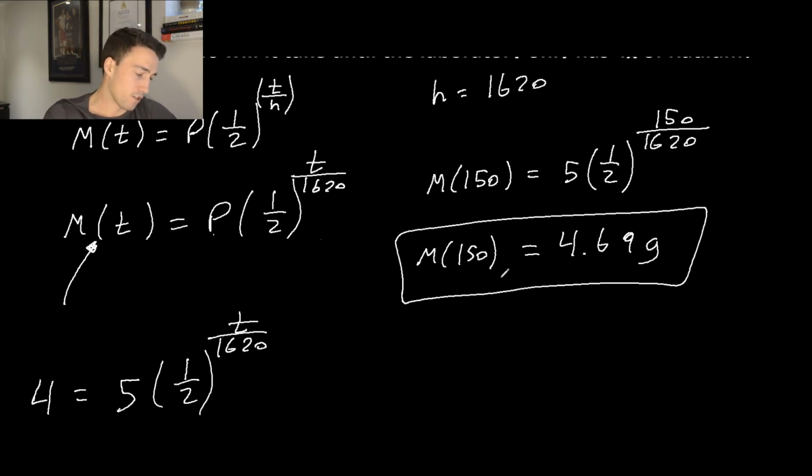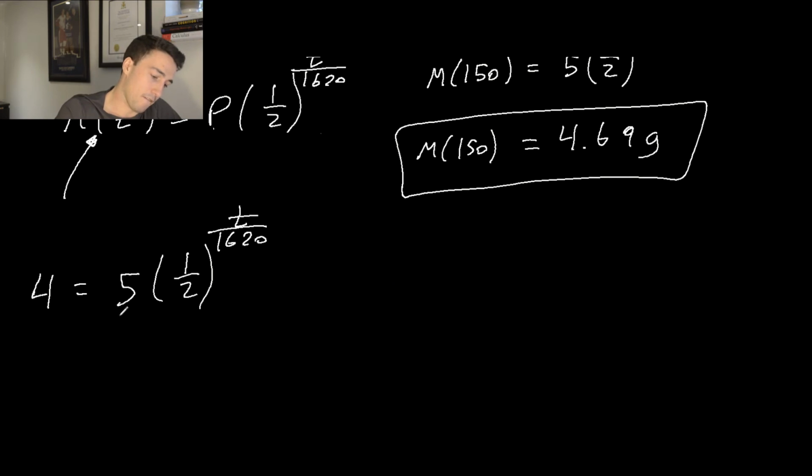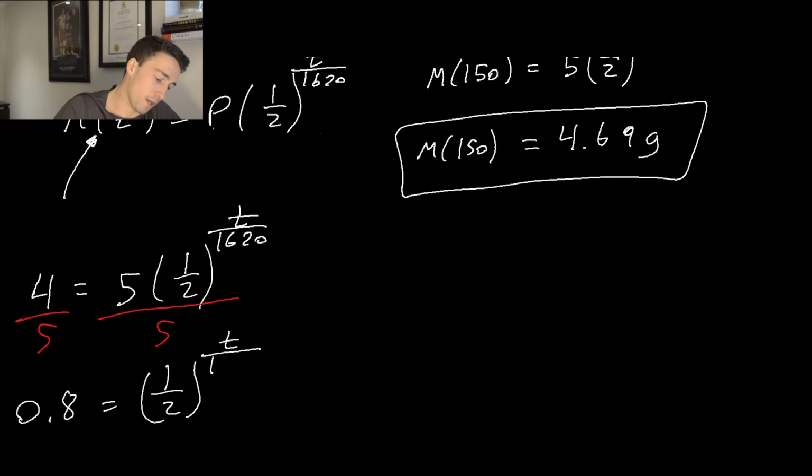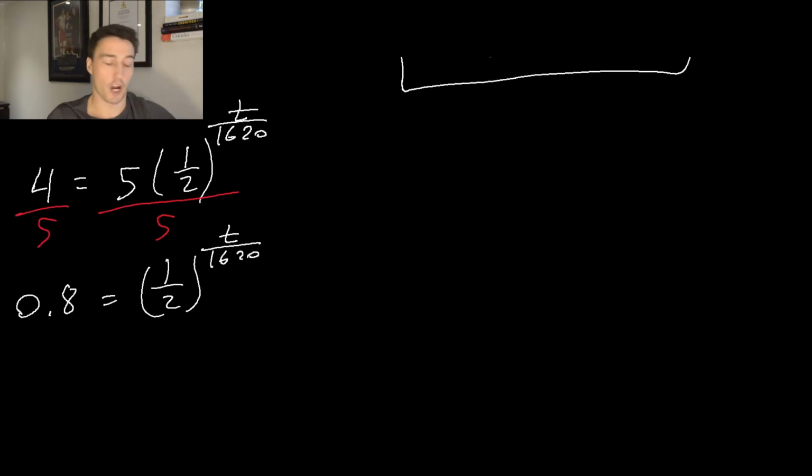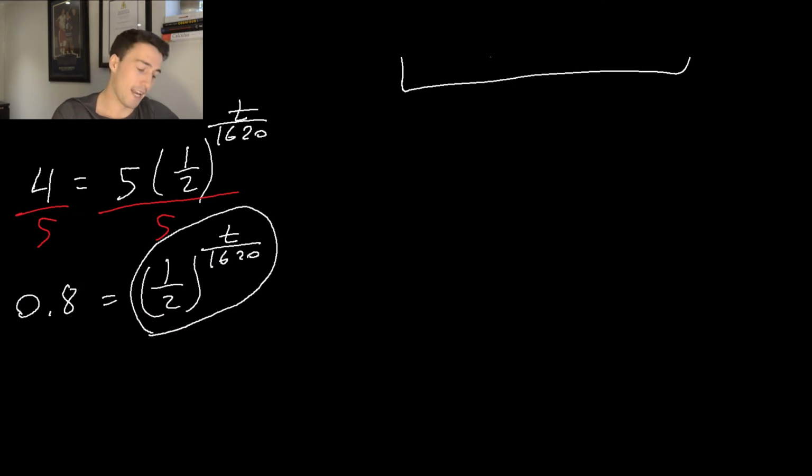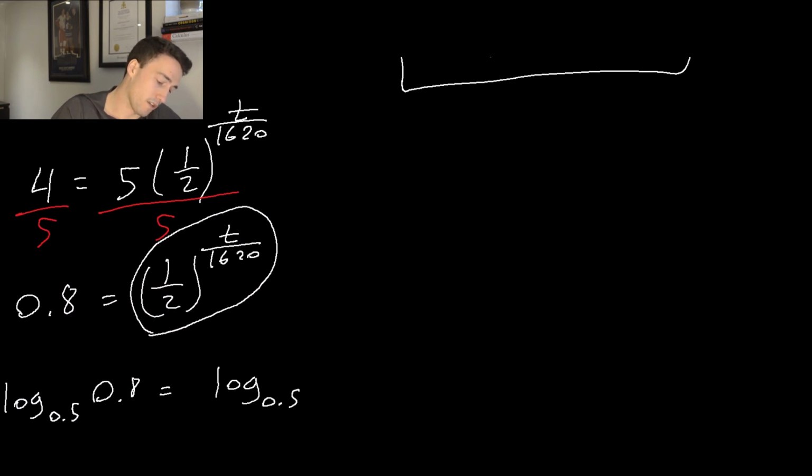And this is where logarithms are going to be needed. So what we're going to do first is divide both sides by 5, because we want to get rid of this 5 here. So over here this will be 0.8 is equal to 1/2 to the power of t over 1620. So now if I take the logarithm, which is the inverse of an exponent, then I would get this t value to come down. So I'm going to take the logarithm of base 0.5, I'm just going to write 0.5 instead of 1/2, to both sides.